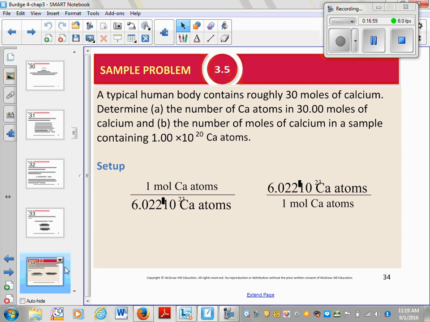So here we have a typical human body. It contains roughly 30 moles of calcium. A, determine the number of calcium ions in 30 moles. So for A, again, like all conversions, we start with what we know. What were we given? 30 moles. What do we want to know? We want to know how many calcium atoms. Those are the objects. The calcium atoms are our objects.